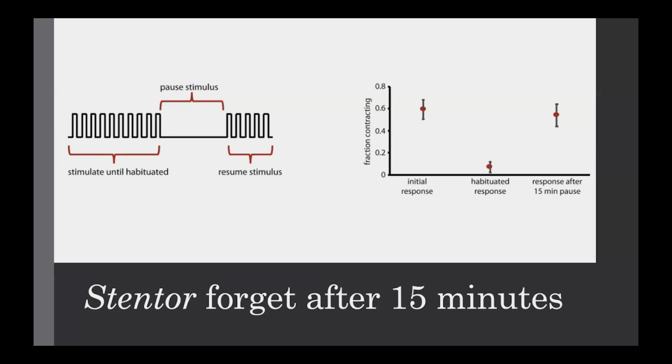And this tells us a couple of things. First, Stentor forget within 15 minutes, because they're resuming their initial contraction probability. And two, Stentor remain in this habituated learned state, P2 in other words, as long as they continue to receive stimulation, as long as they keep getting the taps.